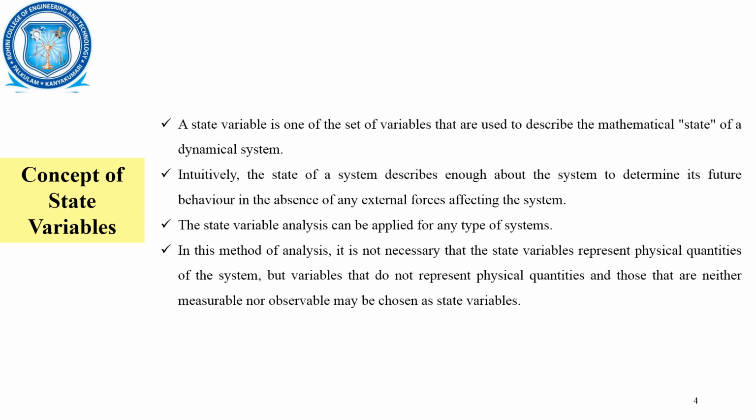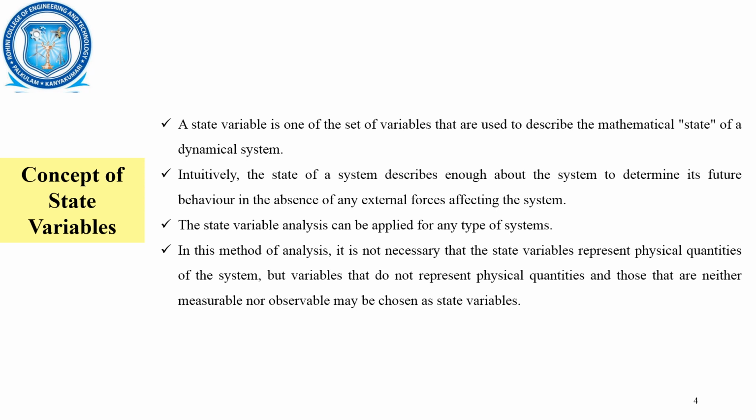Let us start with what a state variable is. A state variable is one of the set of variables that are used to describe the mathematical state of a dynamical system. Dynamical system, in the sense, is a changing system. So what is the state of that particular system at any particular point? Intuitively, the state of a system describes enough about the system to determine its future behavior in the absence of any external forces affecting it.